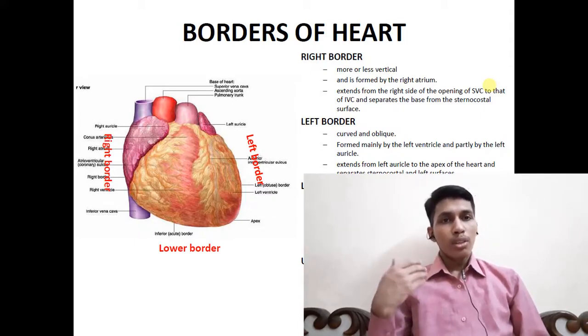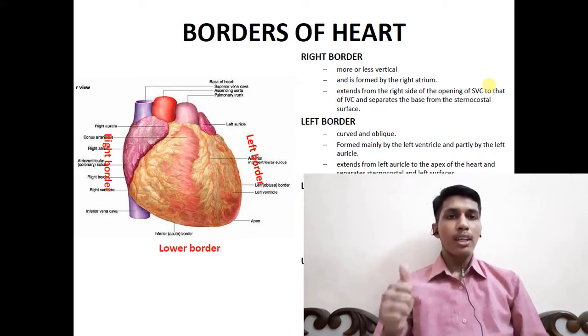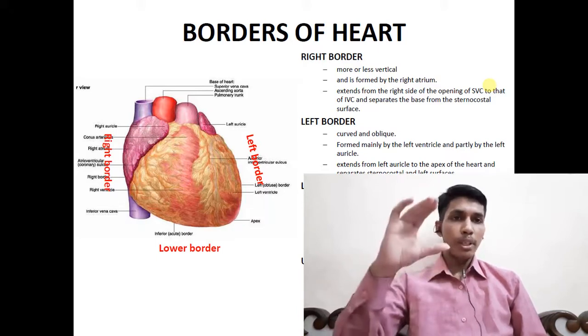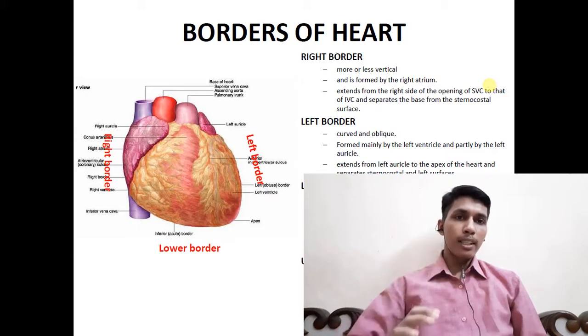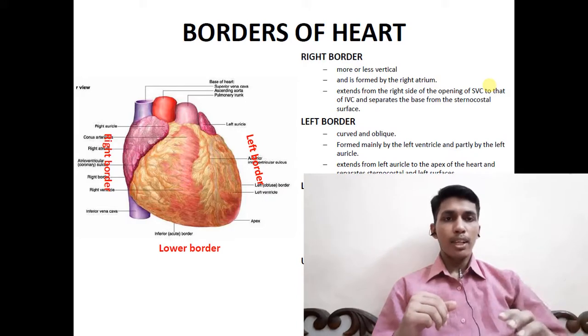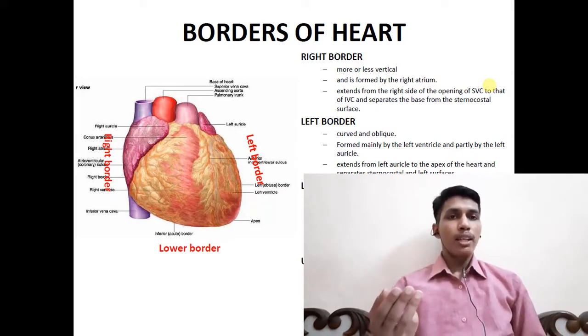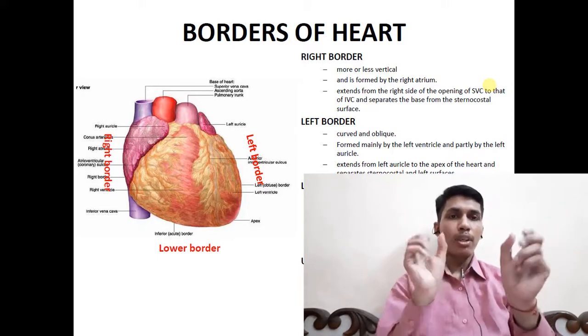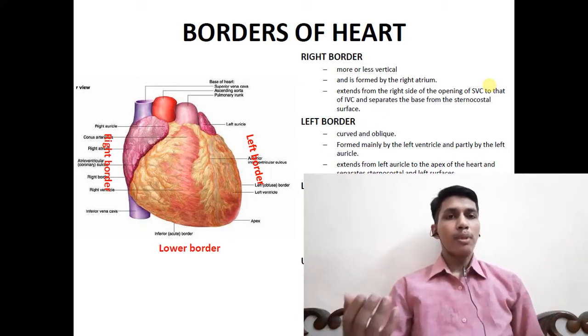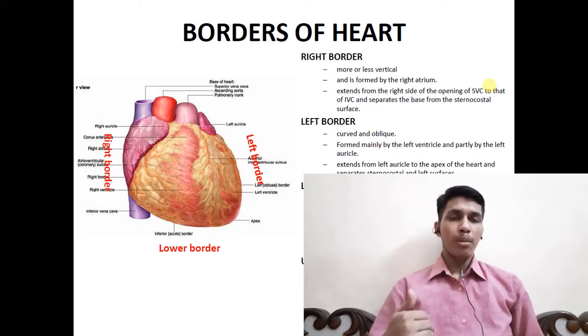So focusing on the external features, these are 7. Number 1, sulci or the grooves. These include 3 grooves. Number 1, atrioventricular groove. There will be one between the right atrium and the right ventricle, and another between the left atrium and the left ventricle. These are the circular atrioventricular groove. Secondly, interatrial groove, and number 3, interventricular groove. These are further subdivided into anterior and posterior parts.